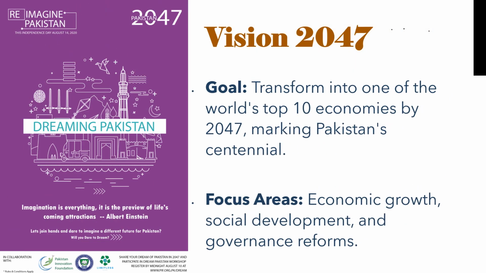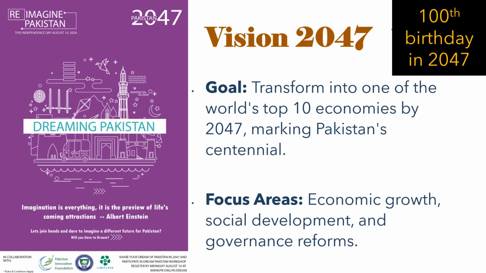As Pakistan marches towards its 100th birthday in 2047, the nation is setting its sights on a bold and transformative goal to become one of the world's top 10 economies. That's the heart of Vision 2047, a continental blueprint that goes far beyond numbers. It's about redefining Pakistan's place in the world economically, socially, and politically. The strategy is anchored in three core pillars, being economic growth, social development, and governance reforms.